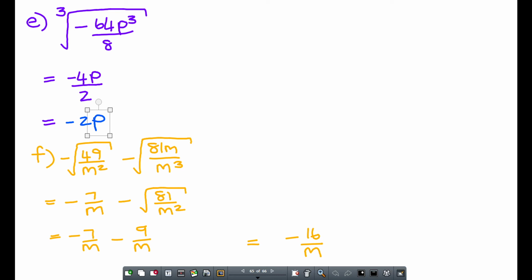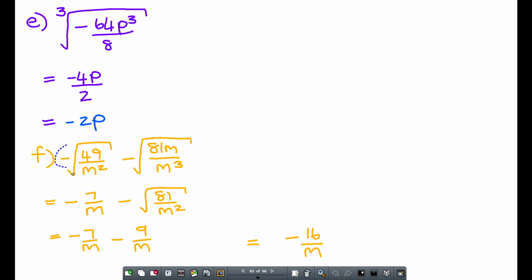So please remember that when the instructions say do not factorize, simplify fully, it means I could not have stopped there. You would lose this last mark because you didn't do it fully. You didn't simplify fully. Okay, right. So let's look at F.